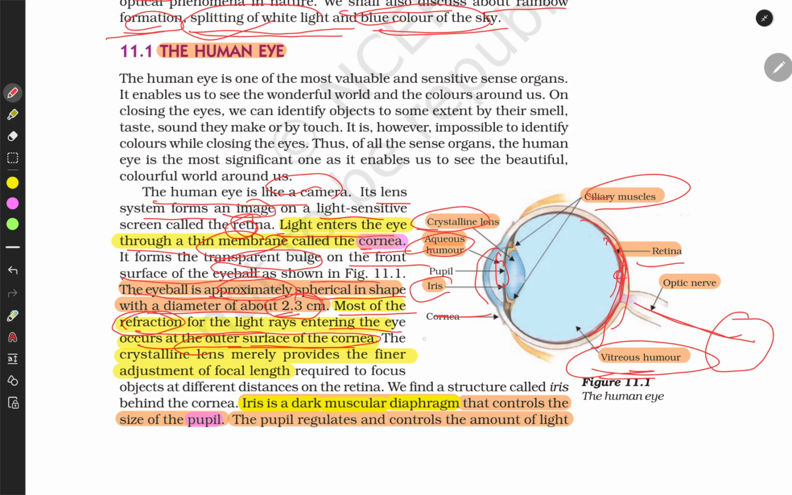here in this region, and the crystalline lens merely provides a finer adjustment of the focal length. So most of the bending, the convergence of light, happens in this region, and this crystalline lens merely provides adjustment for the focal length only.